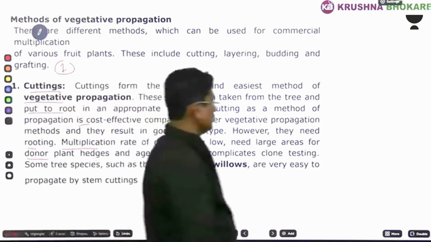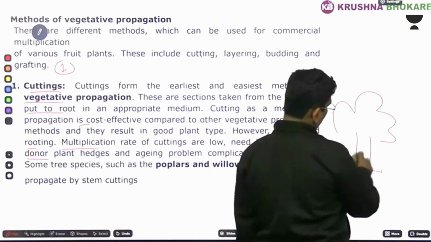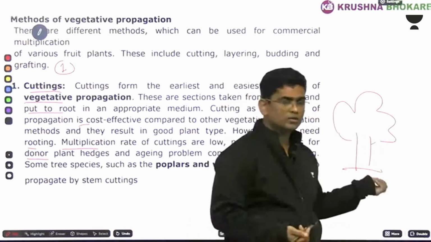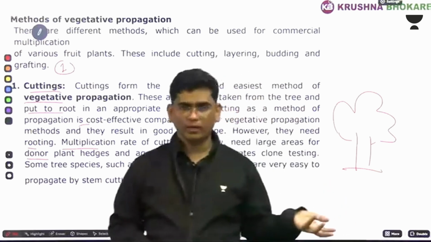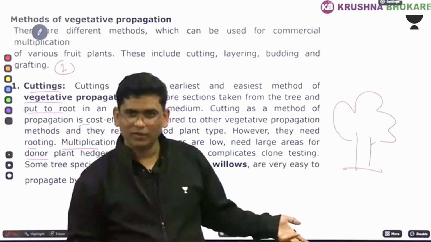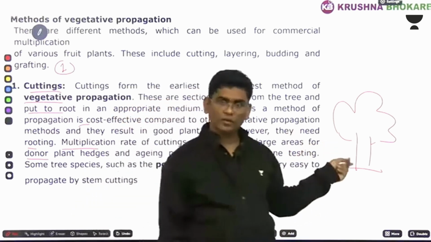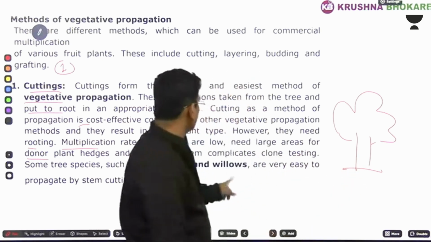What is the major problem here? See, let's say this is the tree, and we have to take young branches from this tree. So how many branches can you take from one plant, Sagar? 20, 25. If you take all the branches, then that old plant will be killed. And what is the problem? Young branches should be there. It should not be an old one. So this is the major limitation, but it is the easiest method, the cheapest method.